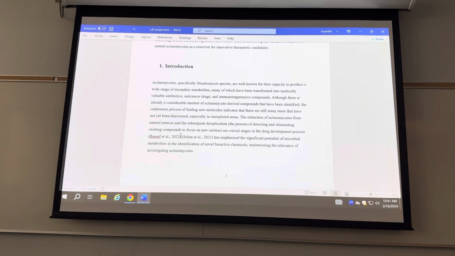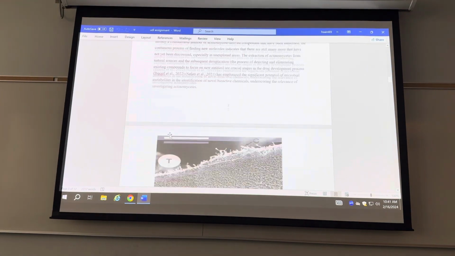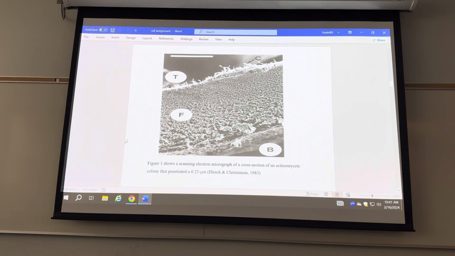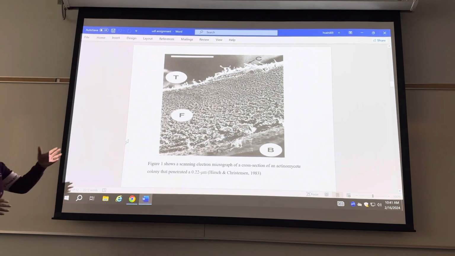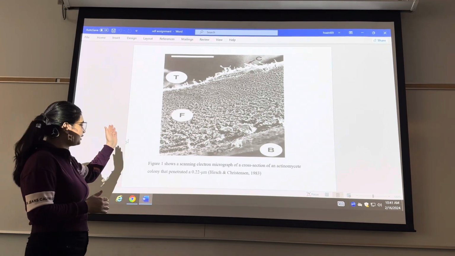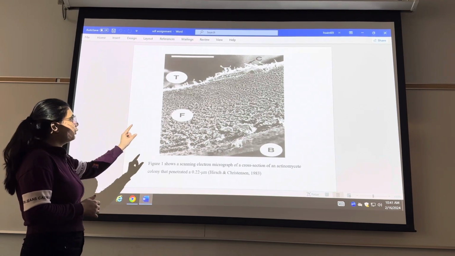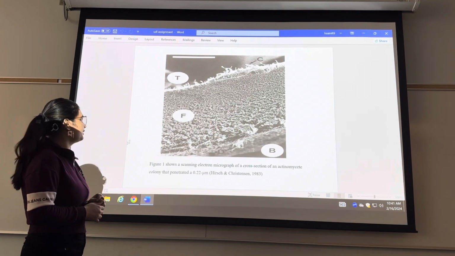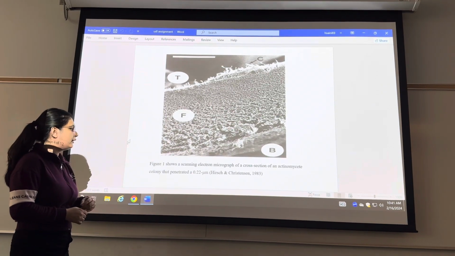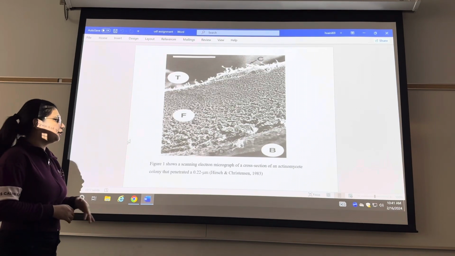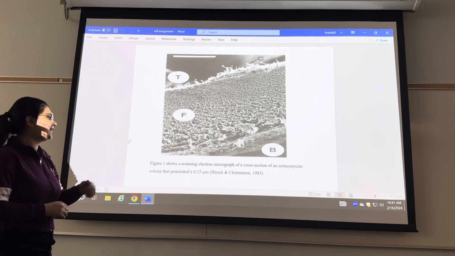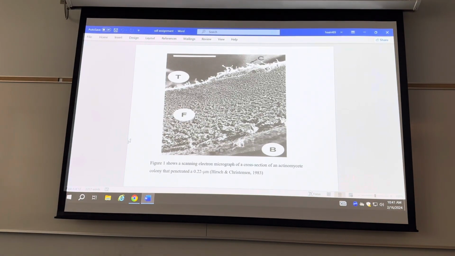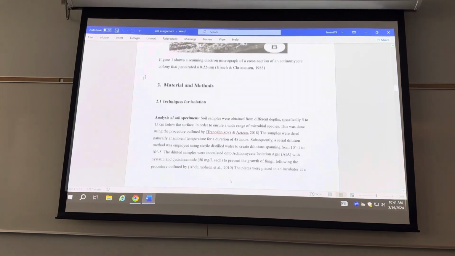The number one is our isolation techniques. Before discussing the isolation techniques, I would like to show the electron micrograph. This is the cross section of actinomycetes. The arrow is indicating the filaments of the actinomycetes. It is 0.22 micrometer, and this is the scanning electron micrograph. Now to discuss our material and methods.